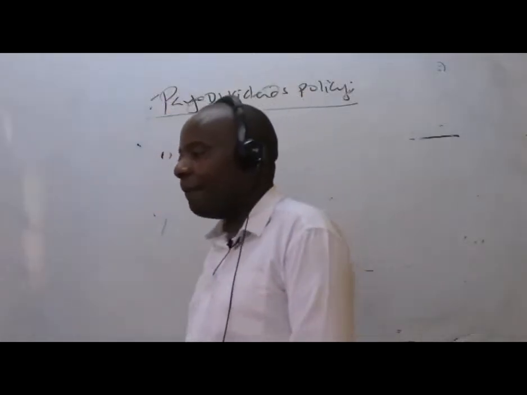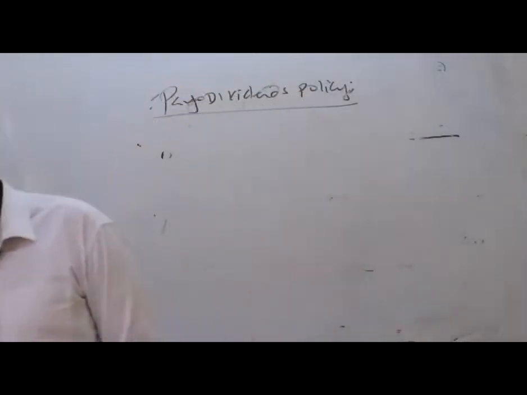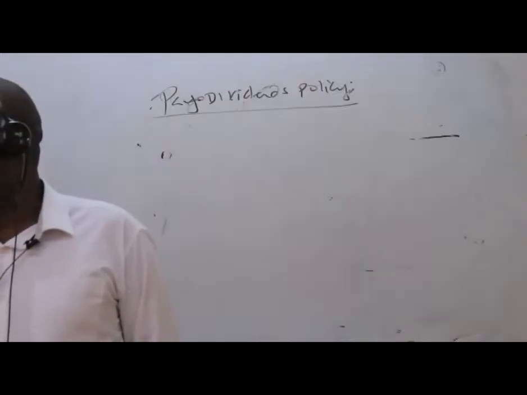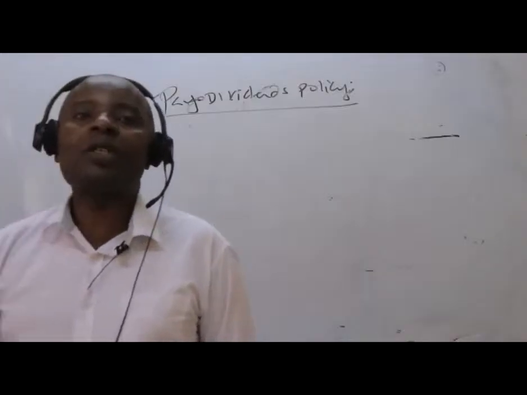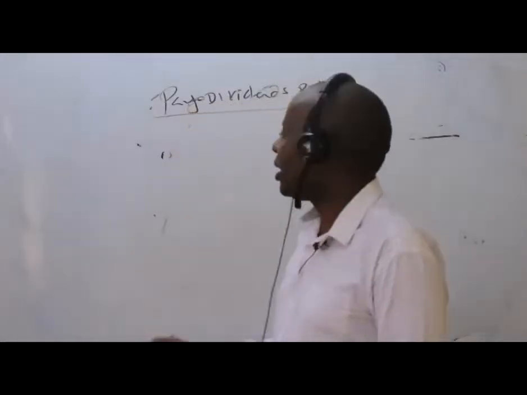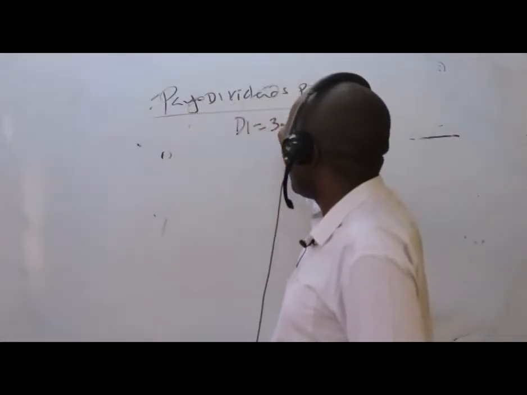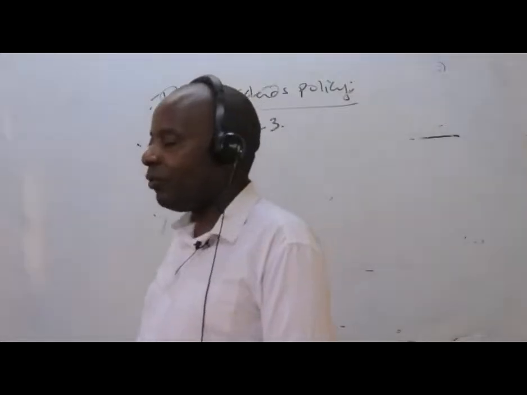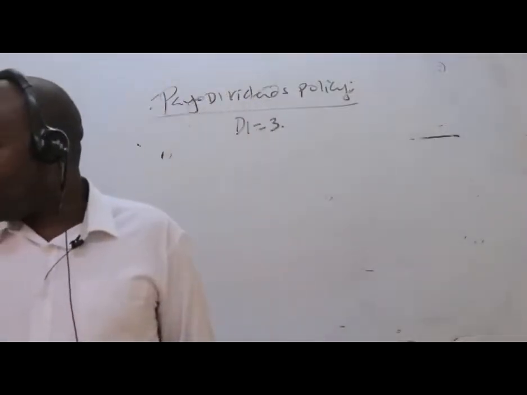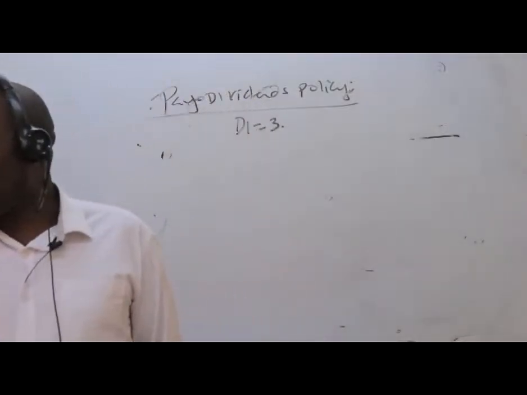So I'm giving you a minute. You try that. So remember, we are paying dividends over how much? 3. We are paying dividends of 3. So D1 is 3. So I'm giving you exactly 2 minutes. You try doing that as we wind up this class.